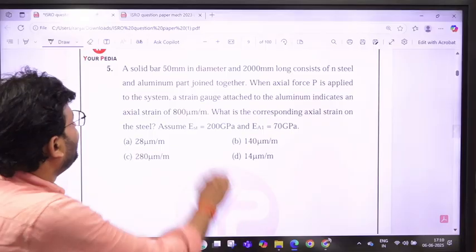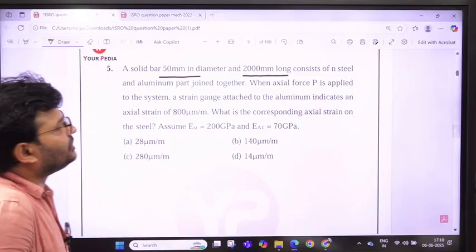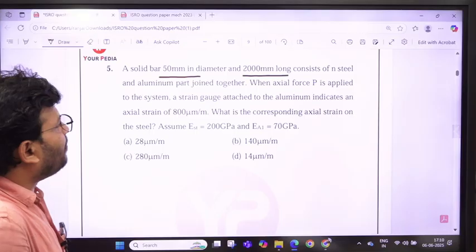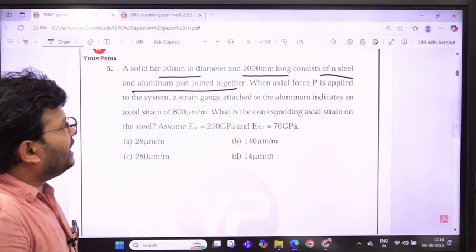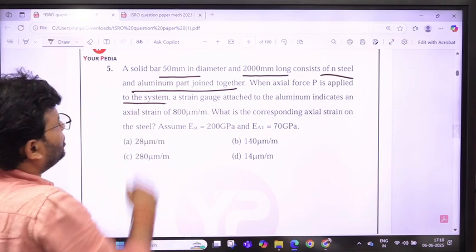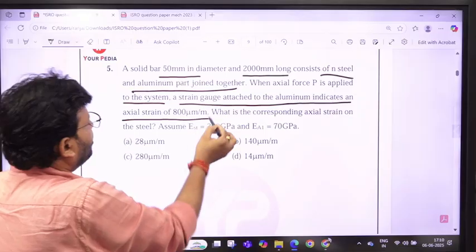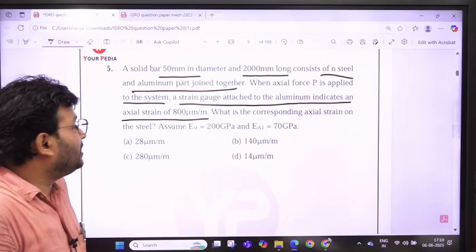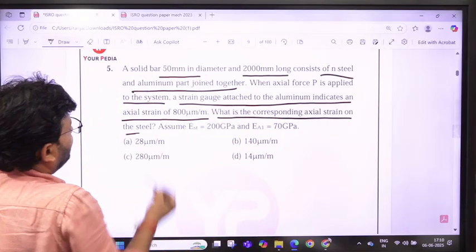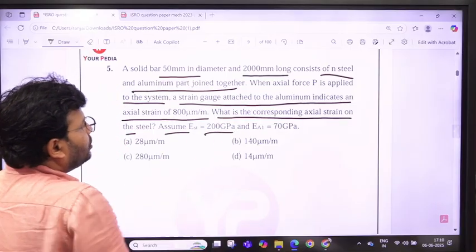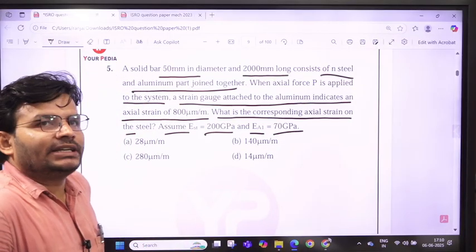What the question is: a solid bar 50 mm diameter and 200 mm long consists of a steel and aluminum part joined together. When axial force P is applied to the system, a strain gauge fitted to the aluminum indicates an axial strain of 800 micrometer per meter. What is the corresponding axial strain on the steel, assuming E of steel is 200 gigapascal and Young's modulus of aluminum is 700 gigapascal?